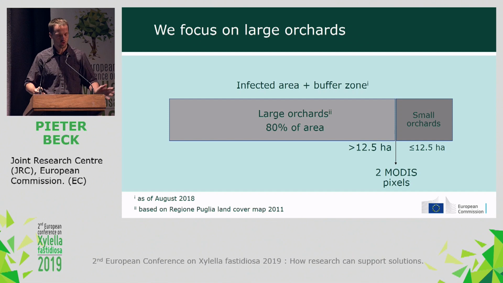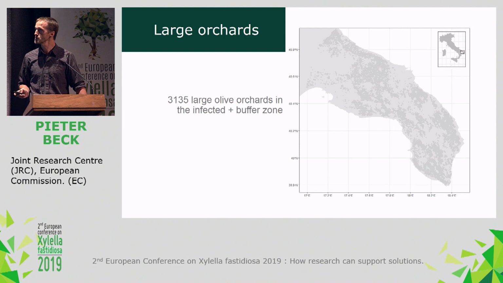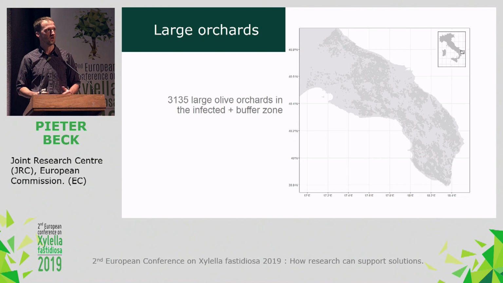So this is what the large orchards, here in dark gray, look like for the infected area plus buffer zone. There's just over 3,100 of them. And then we let that method loose. We took that model that was trained on data from 2000 to 2010 with the observations from satellite of the presumably healthy olive orchards. We then had the model predict, based on the weather data, how productive or green that signal should be. Then we kept that same model running in the years after 2010 and compared it with what the satellite saw. If that difference is big, we hoped we would see areas that were severely damaged.